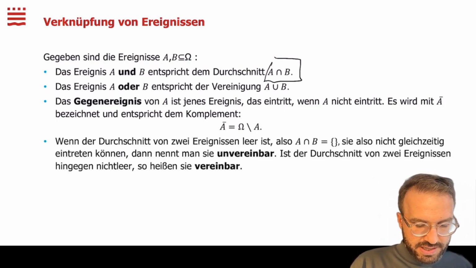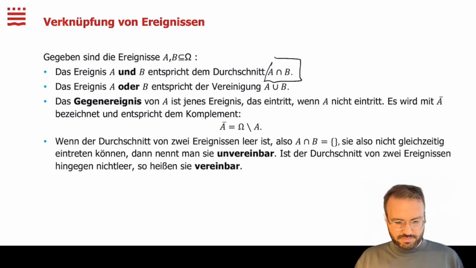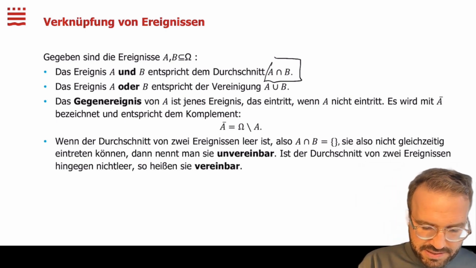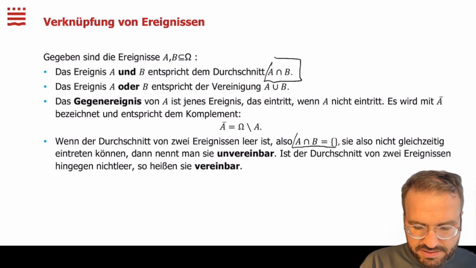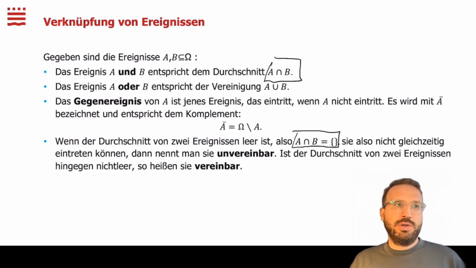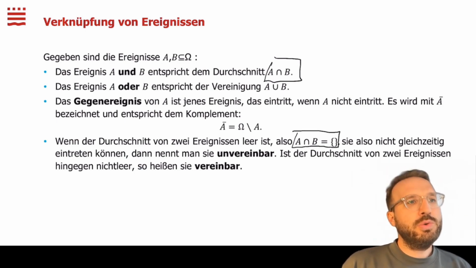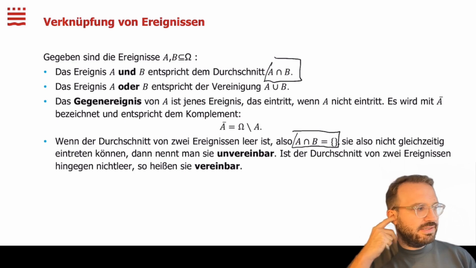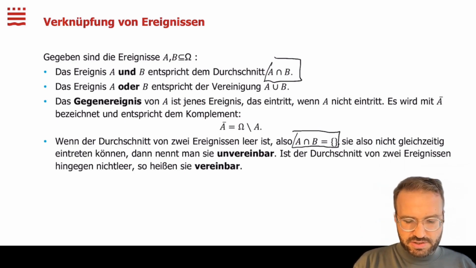And now we have 2 different terms, namely compatible and incompatible. When is something incompatible? When it cannot occur simultaneously. And that means nothing other than that the intersection of the 2 sets is empty. Then events A and B cannot occur simultaneously. We call the sets incompatible. Otherwise, we call them compatible. Then there is a possibility that A and B can occur simultaneously.